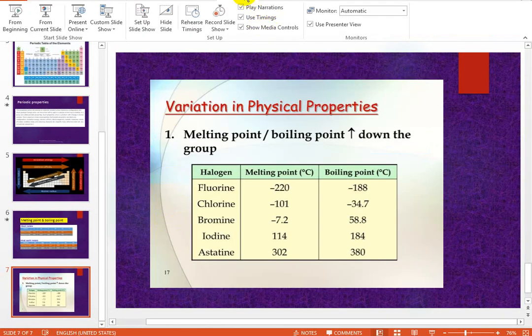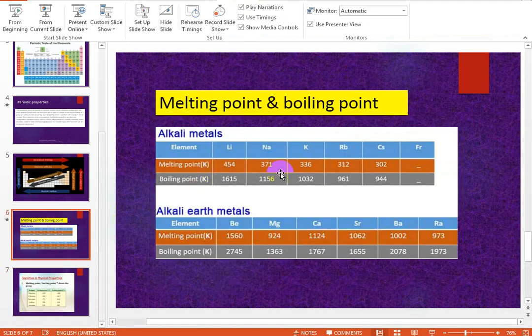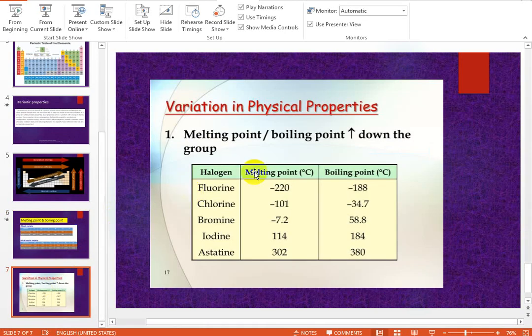Hello student, why group 17? Yes, sir. Why group 17 elements? We have seen that in group 1 and group 2, from bottom to top, the melting point and boiling point increase. But in group 17 we have seen the melting point and boiling point decrease from bottom to top and increase from top to bottom. Why?